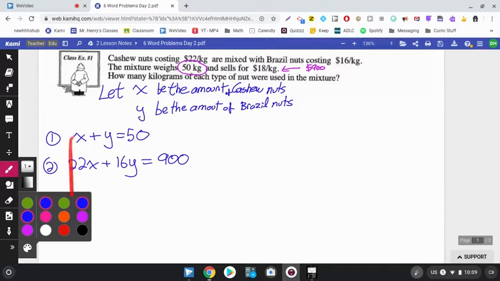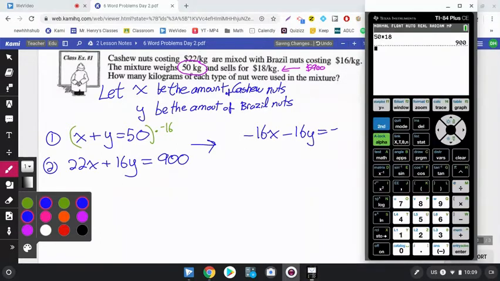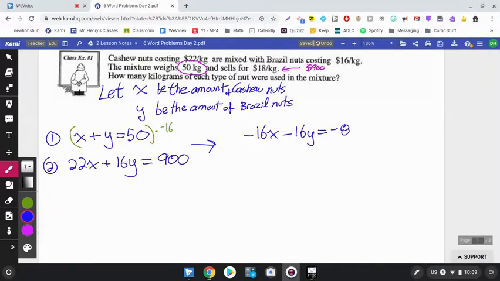Okay, so maybe I try to get rid of x, maybe I try to get rid of the y. I'm going to get rid of the y's, just because. So if I have 16y here, I want negative 16y up there. And I can absolutely do that. Multiply left and right, so multiply the whole equation by 16. Okay, I get negative 16x minus 16y equals negative 50 times 16, 800.